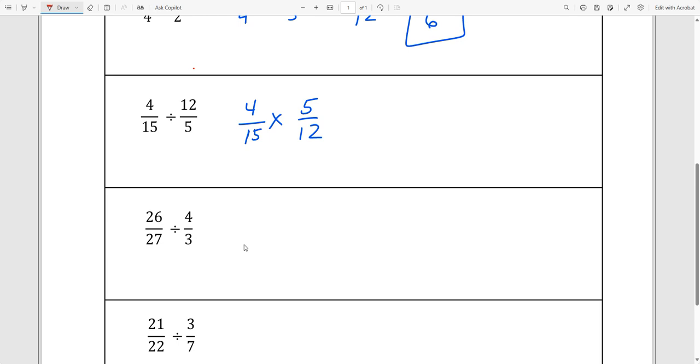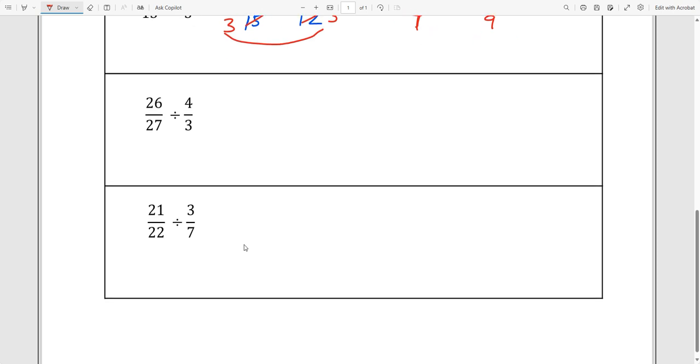I like small numbers, so I'm going to say 4 goes into 4 one time, 4 goes into 12 three times, and 5 goes into 5 one time, and 5 goes into 15 three times. So we already simplified. We now just simply multiply. 1 times 1 is 1, and 3 times 3 is 9. We end up with 1/9. We're going to write that better, right? So 1/9. All right, let's move on. Next question.